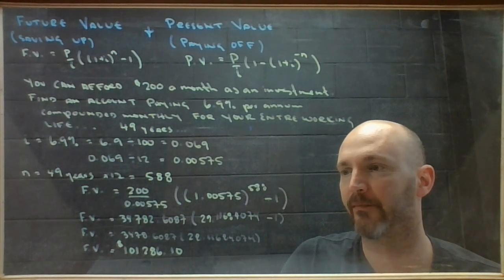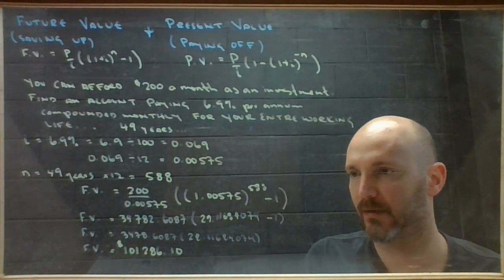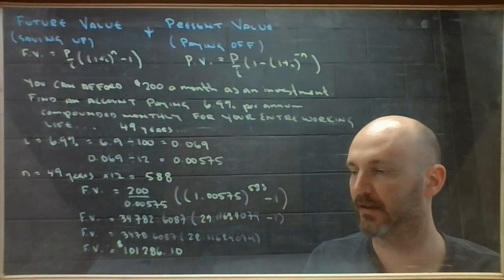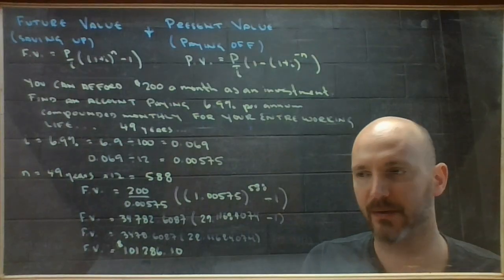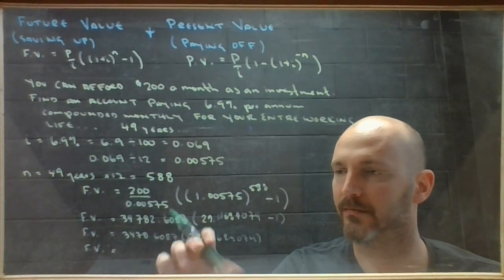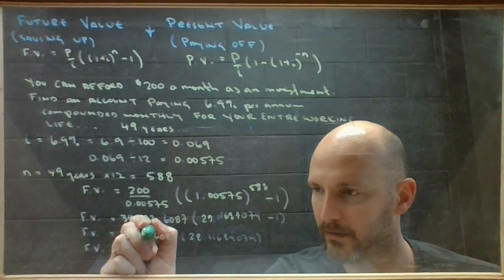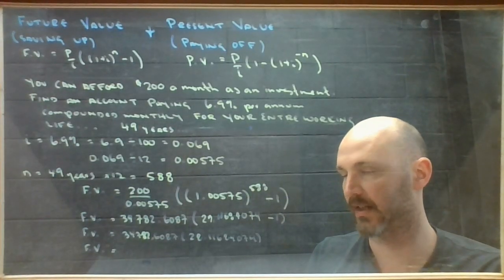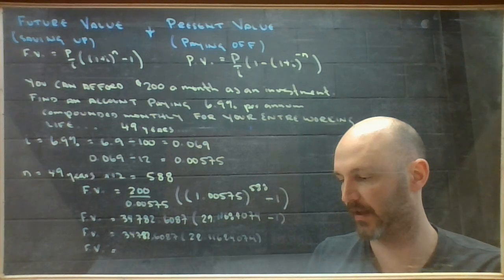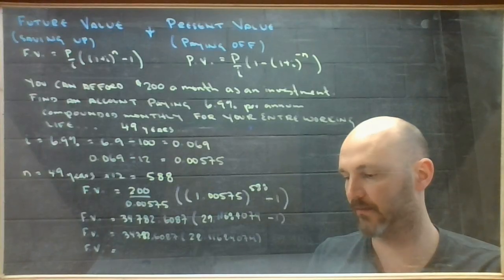Okay. So this plan will end up leaving $101,000 in your account by the time you're finished here. Oh, that's not right, Jared. I forgot it too. 34,782, that's going to make a difference. 34,782.6087 multiplied by 28.11684074. There we go.